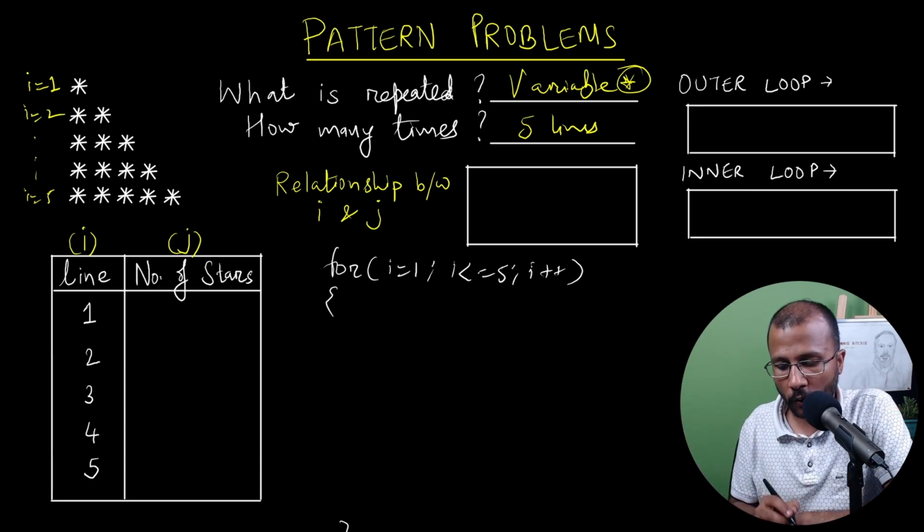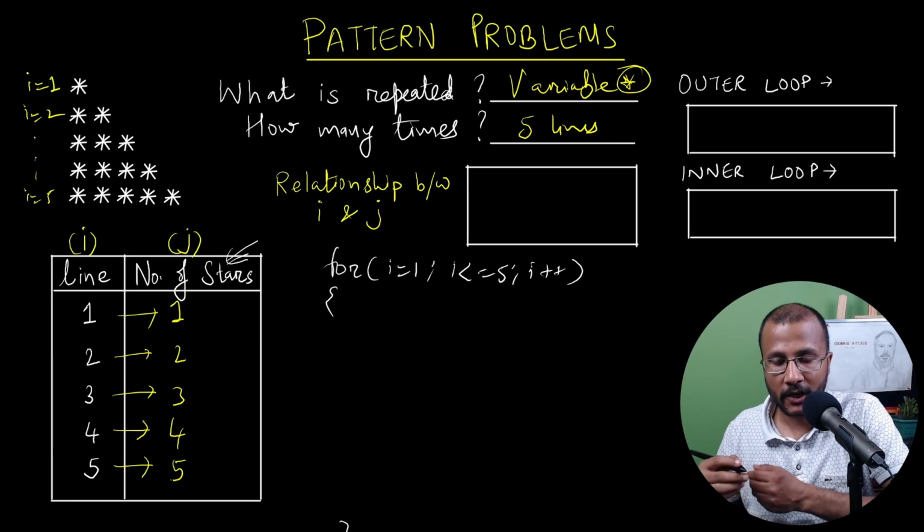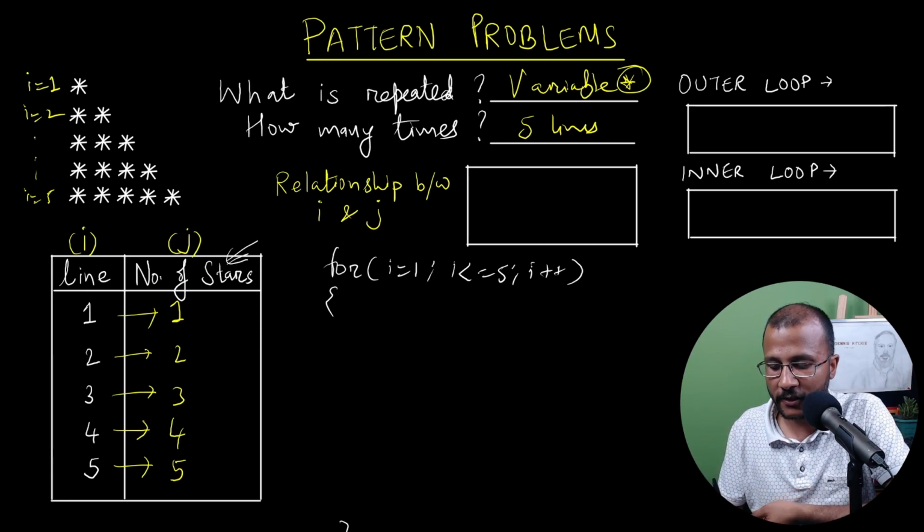Now I need to note down how many stars or asterisks are displayed in each line. In line number 1, there is just 1 star displayed. Line number 2, there are 2 stars. In line number 3, 3 stars. Line number 4, 4 stars. And line number 5, there are 5 stars. So whenever I am inside this loop, i equals 1 indicates I'm in line number 1.